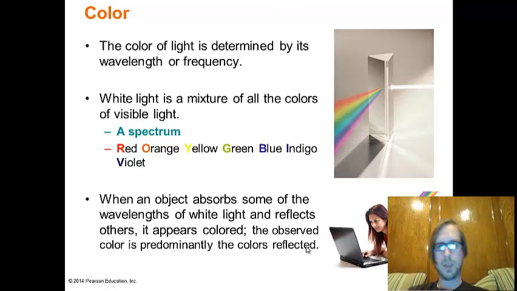And because wavelength and frequency can be used to determine each other, it's hard to say what determines the color of light. Does the color of light depend on the wavelength or the frequency? Well, it's either one, depending on which one you measure.